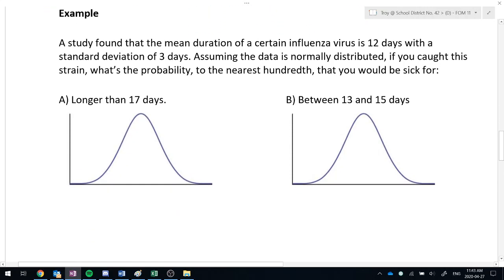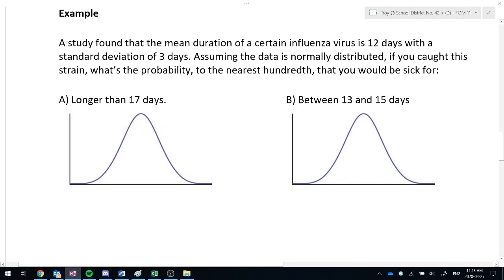Okay. Next example. A study found that the mean duration of a certain influenza virus is 12 days with a standard deviation of 3 days. Assuming that this data is normally distributed, so we get that nice bell curve. If you caught this strain of the virus, what's the probability, to the nearest hundredth, that you would be sick for A, longer than 17 days, and B, between 13 and 15 days?